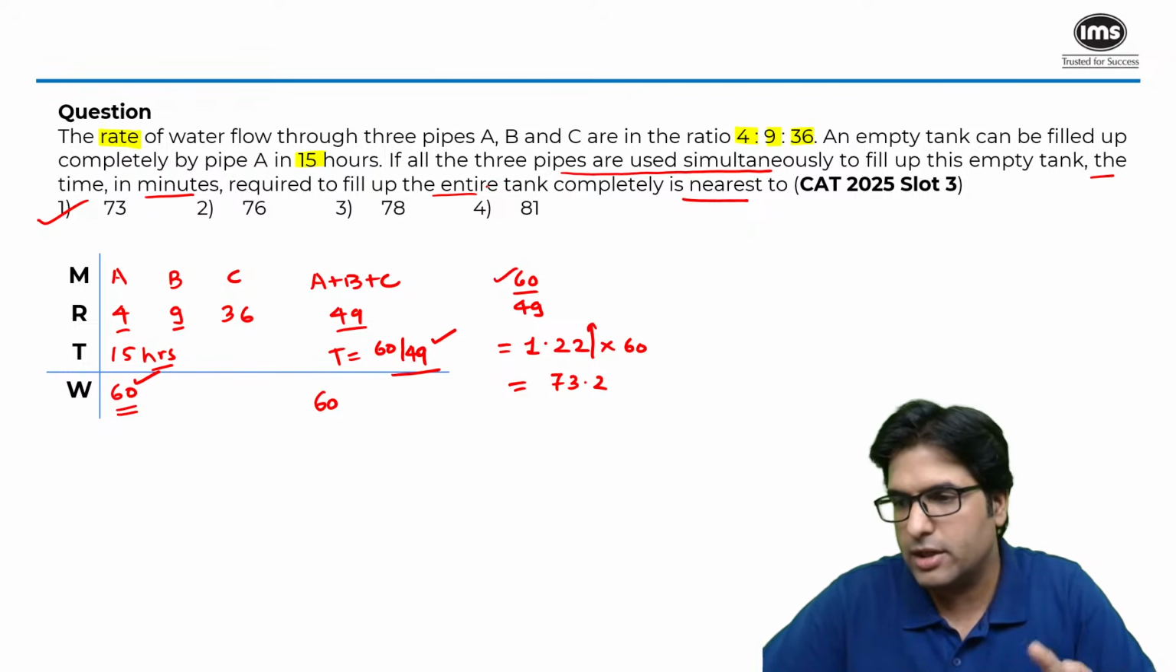Yes, I got that correction, Priya. Thanks for reminding. 4 is to 9 is to 36 is the corresponding rate. I got that corrected. Thanks to your message.